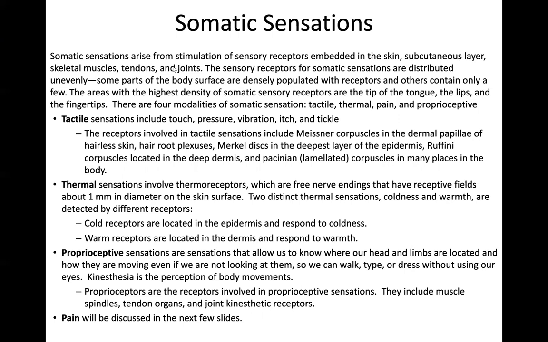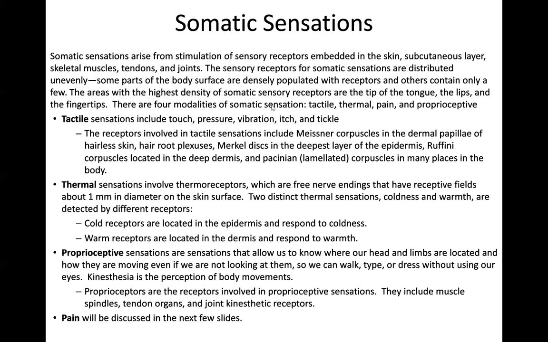Okay, we talked about this last week, but the sensory receptors for our somatic sensations are distributed unevenly. In other words, some parts of the body surface are more densely populated with receptors, and others only contain a few. The places that are the most sensitive have the highest density of somatic sensory receptors, and those are places like the tip of our tongue, the lips, the fingertips. We talked about how you can do a 2-point discrimination test on your fingers versus on the back of your leg or something like that.